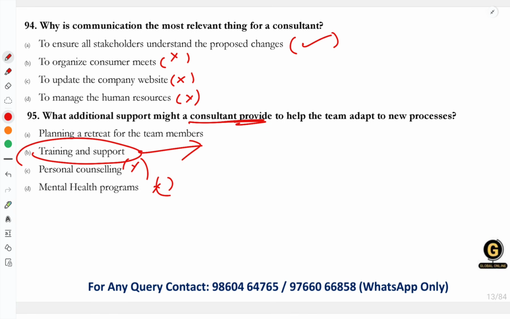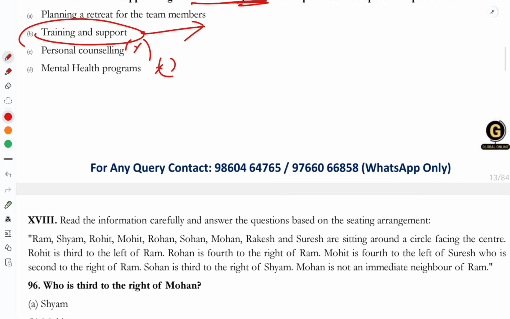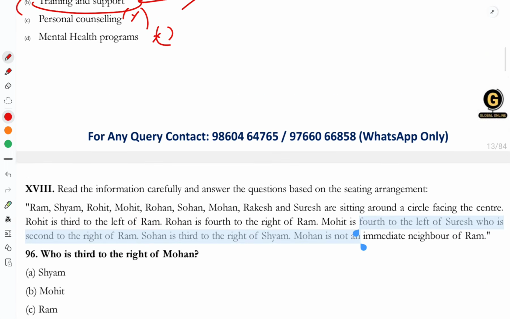I hope you have got this particular question. We will see the next question of seating arrangement in the next session.